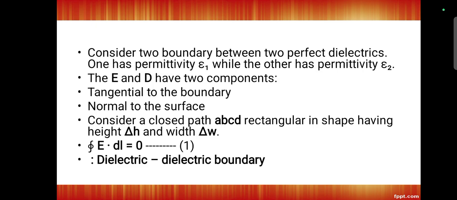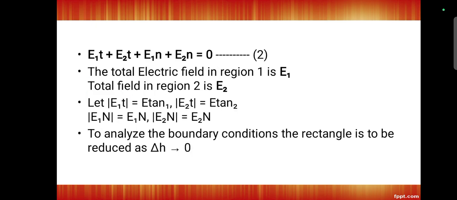Considering a closed path ABCD, rectangular in shape, having height del h and width del w, the closed integral of E dot dl equals 0. So for the dielectric boundary condition, E tan 1 plus E tan 2 plus the normal components sum to 0. The total electric field in region 1 is E1 and in region 2 is E2. So E1 N equals E2 N.